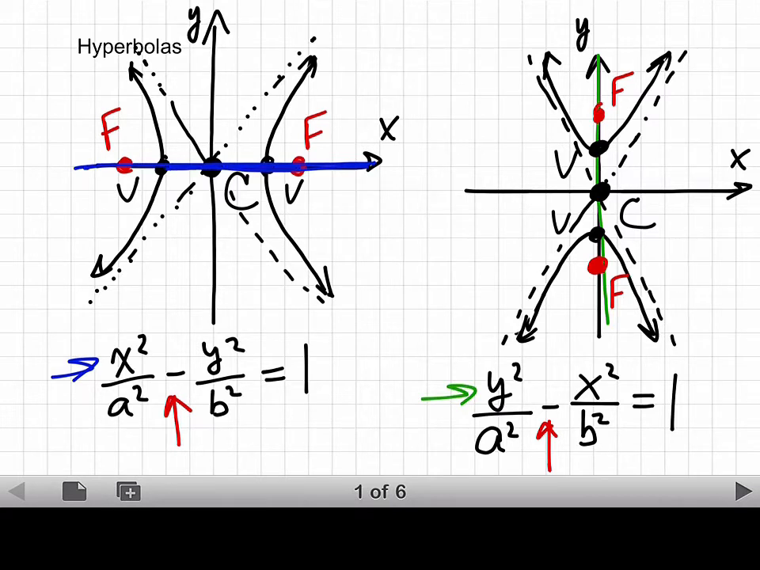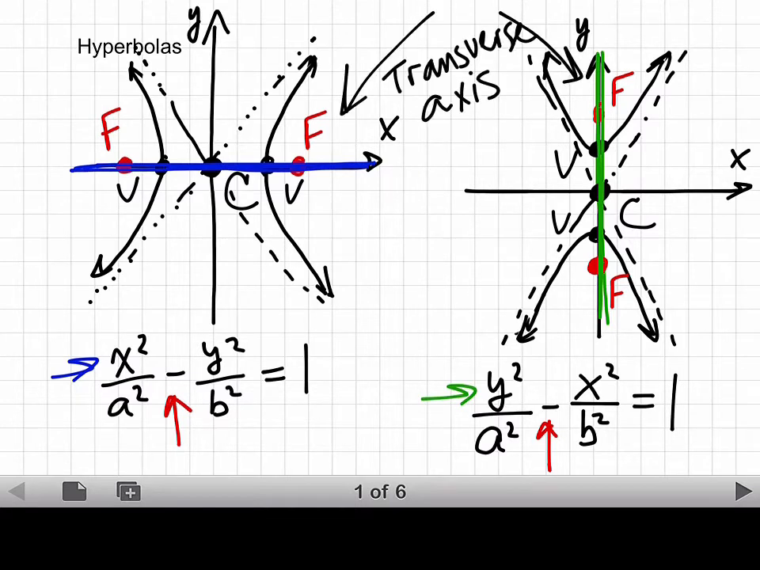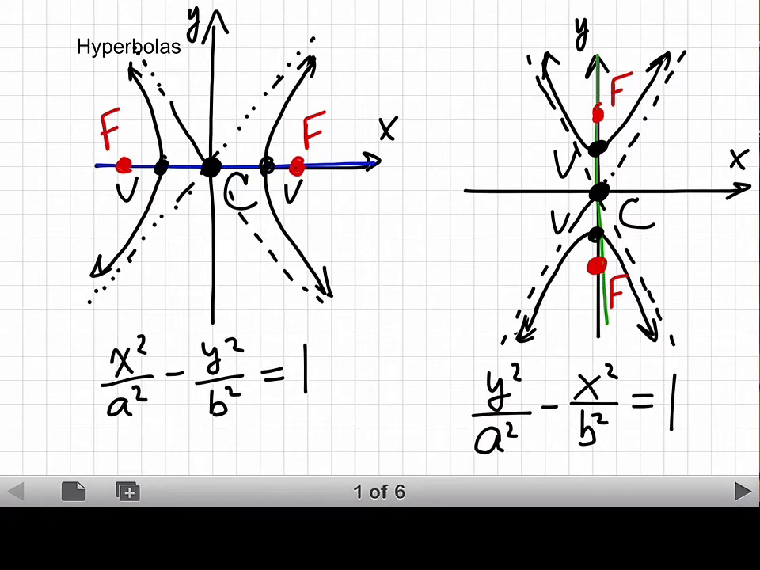In a horizontally oriented hyperbola, that would be a horizontal line. And in a vertically oriented hyperbola, that would be a vertical line. That line is called the transverse axis. And so we might refer to a horizontal transverse axis or a vertical transverse axis, and that just indicates the orientation of the hyperbola.